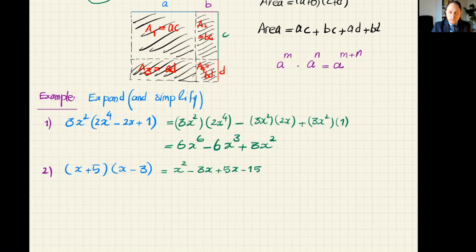But if I stop here, that's not wrong. That's correct, but not complete, because these two are similar and I have to continue. So I write x squared. I have these 2 terms similar: minus 3x, and 5x is added to it, so I will be left with 2 x's. So this becomes 2x. And then I have, of course, minus 15. Now this is the final answer.